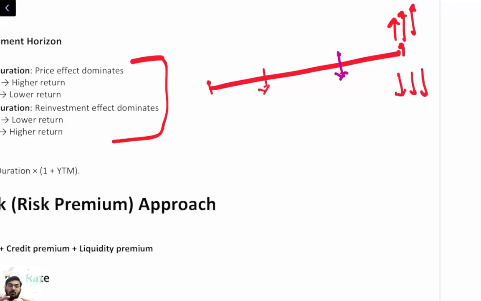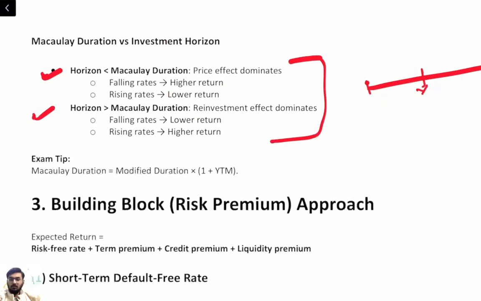Again, interest rate is still falling, but the duration for which you are going to discount your bond is lesser. So that means what? Price gain is less, but the loss on reinvestment of the coupon is higher. So your return is going to be lesser. So like this over here, you can see that price effect dominates. Clear? So if the rates are falling, the price effect will increase.